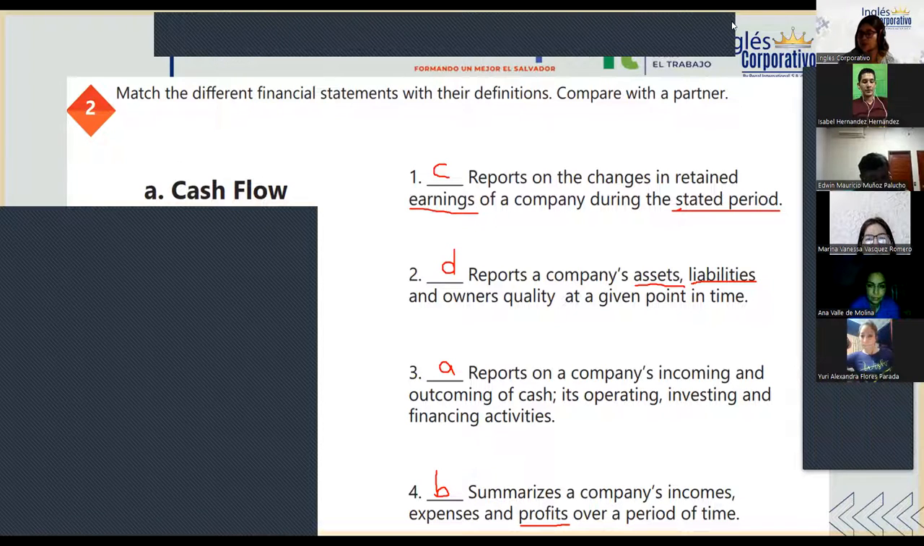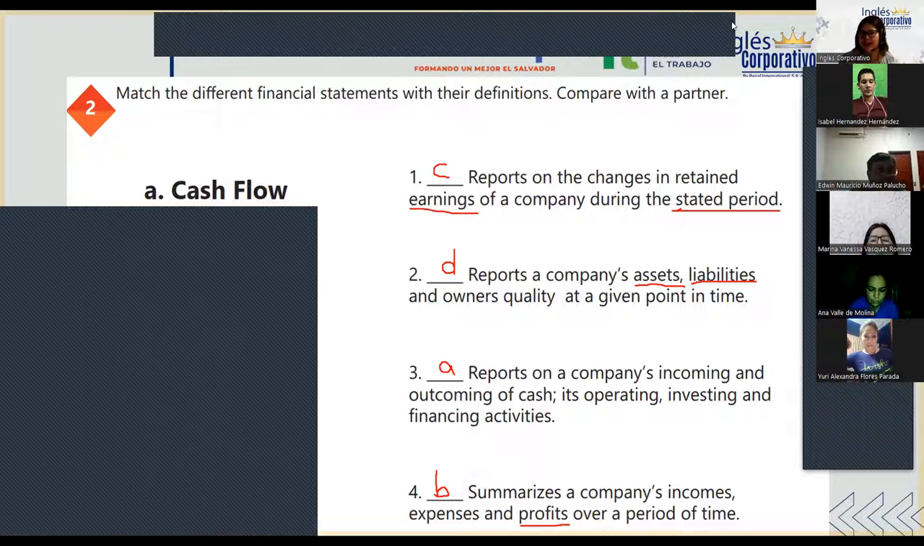What is outcome? Si income es lo que entra, ¿qué es? Los egresos. Los egresos, exacto. Esos son los egresos.